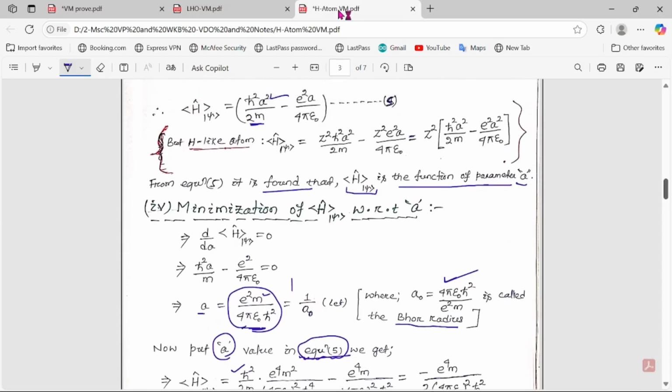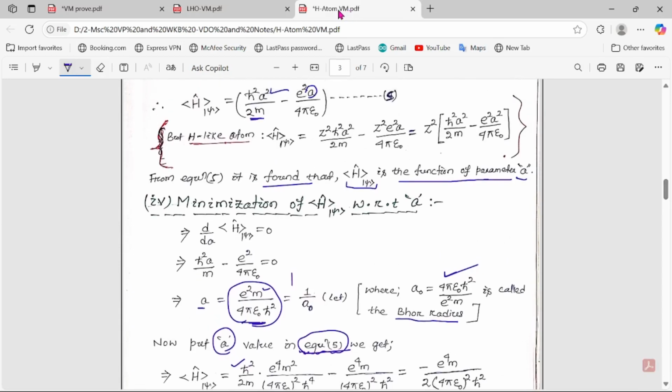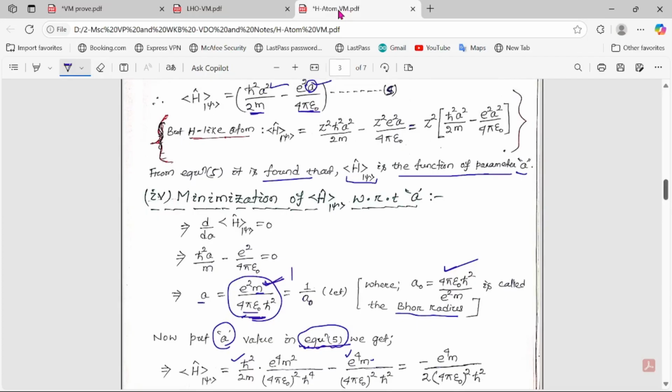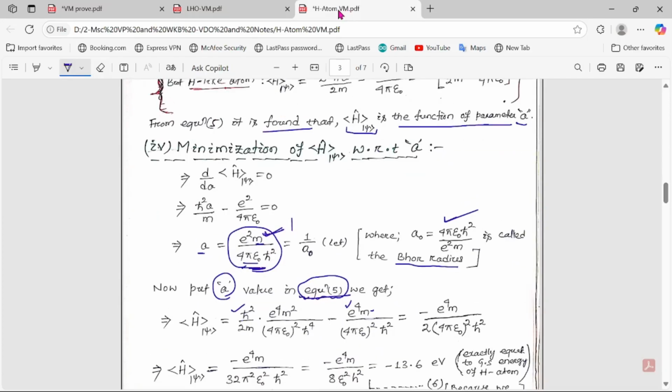Then in the second term, you just substitute the value. Already 4 pi epsilon naught is present in the denominator. If I substitute the a value over here, e square becomes e to the power 4, m is there, and the denominator will be (4 pi epsilon naught) square and h cut square.